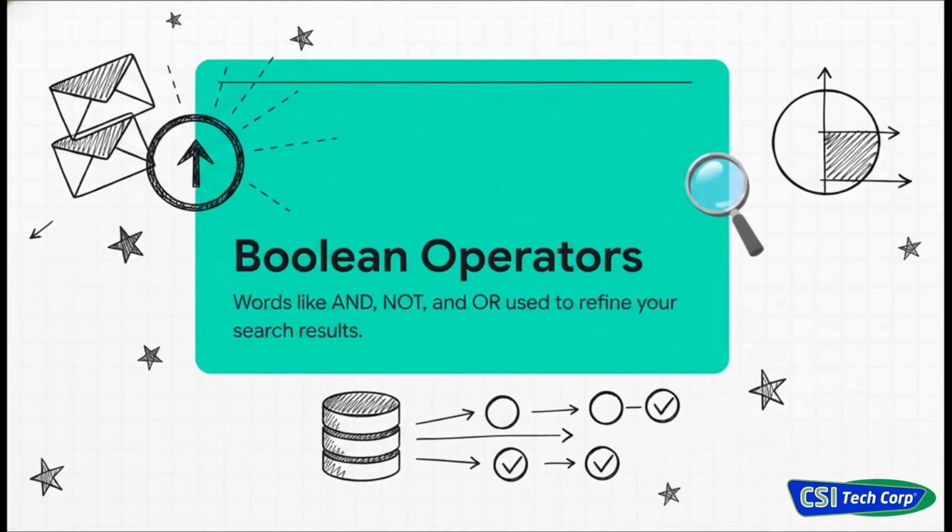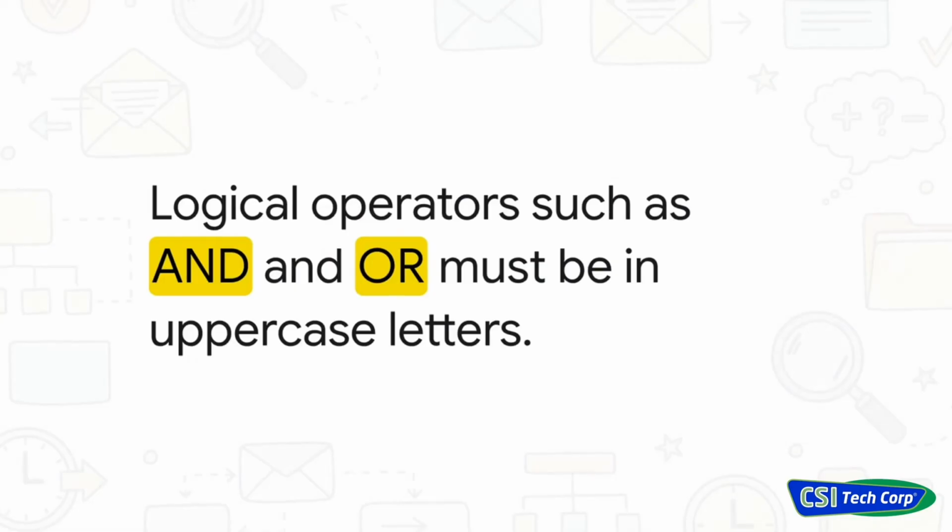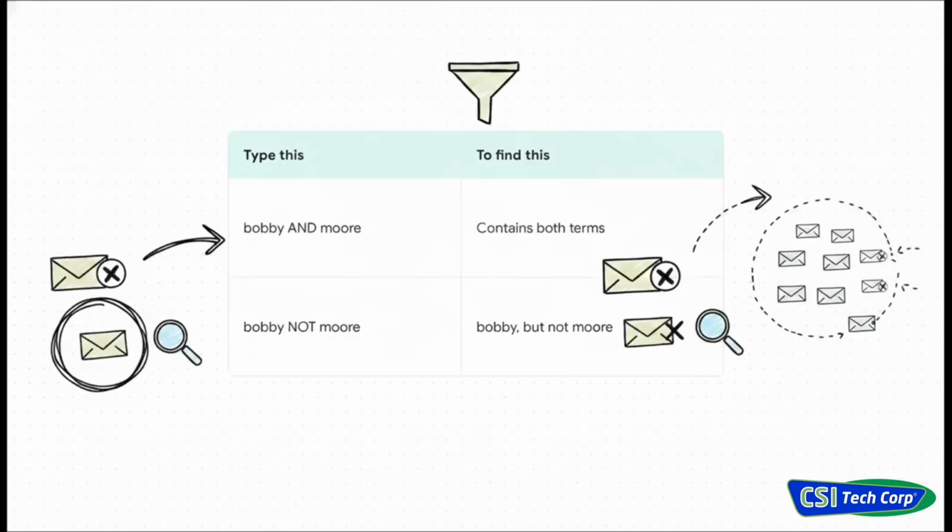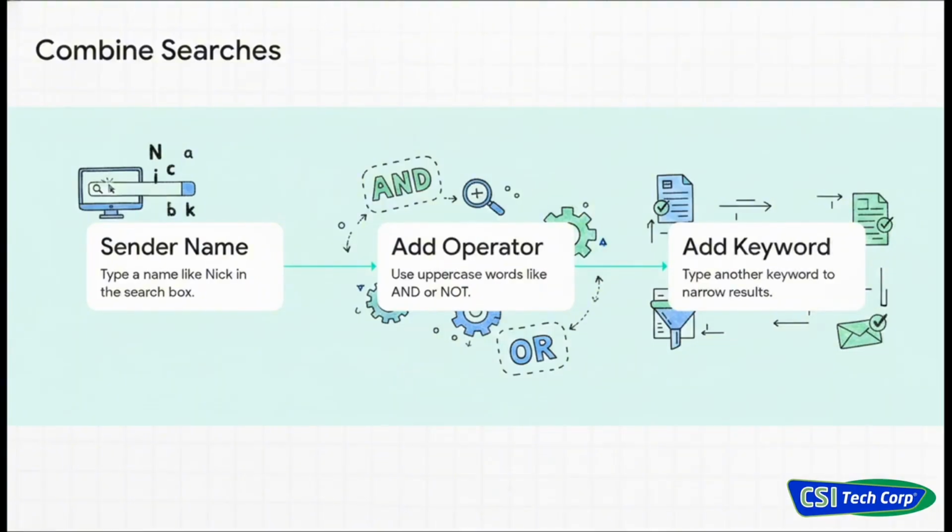Ready to level up? Boolean operators let you slice through high-volume search results in literally seconds. But hey, here's the golden rule. Logical operators like AND or OR absolutely must be in uppercase. This neat logic gives you total control to instantly include or exclude specific content from your results. You can stack these step by step. Just type a sender's name, add an uppercase operator, then your keyword.